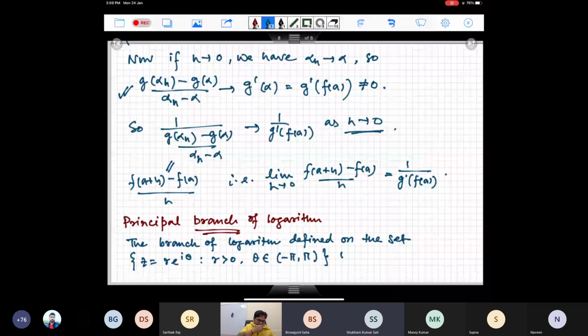So how is the function defined? The function is defined by log of z is equal to, by definition, log mod z plus i times argument of z, capital Argument. Okay, so that's the definition. This is called the principal branch of logarithm.